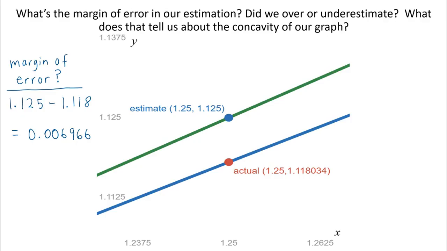So if we overestimate, we know the graph is concave down, and if we have an underestimate, we know the graph is concave up.